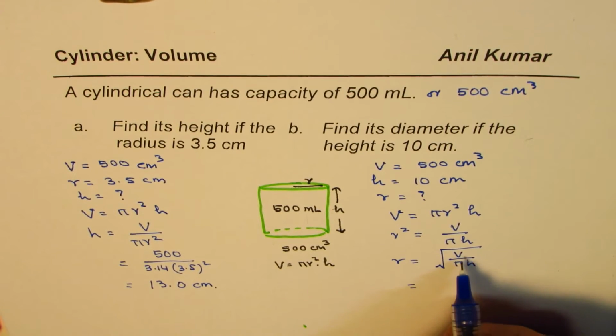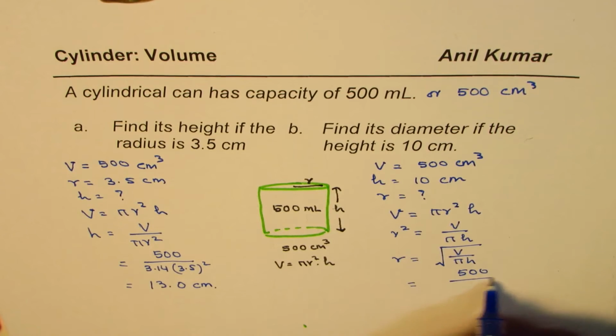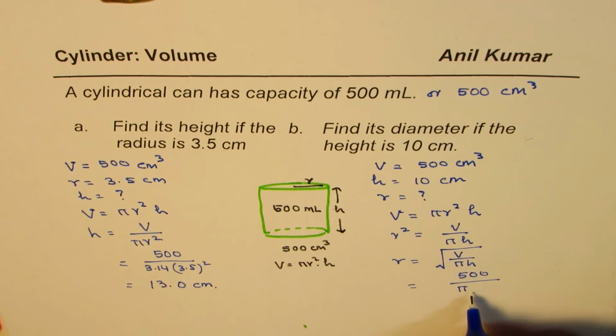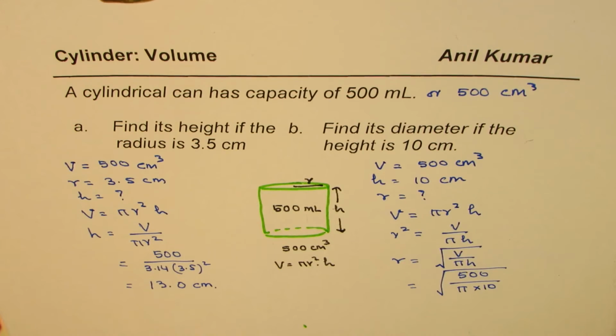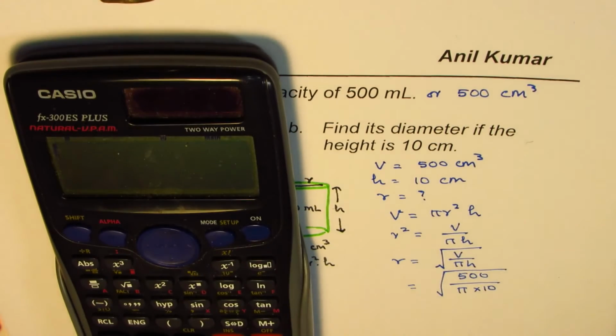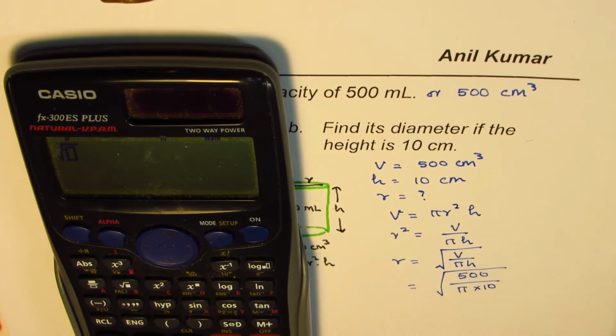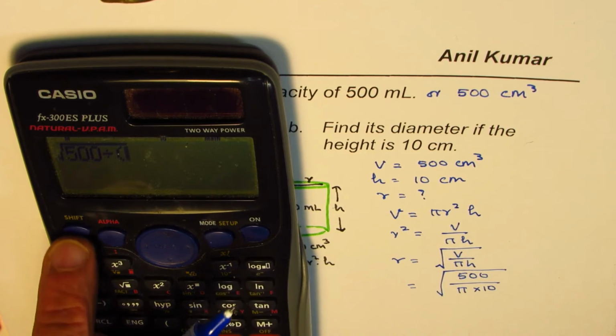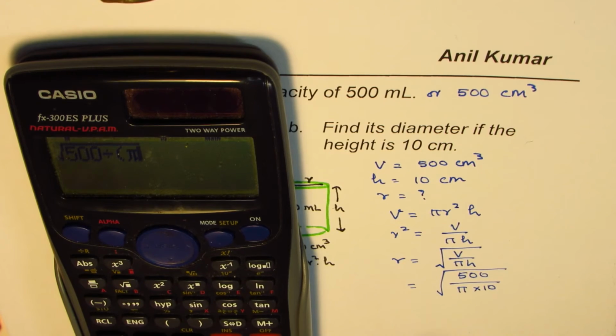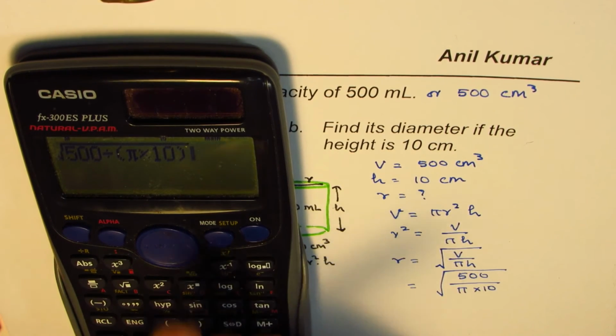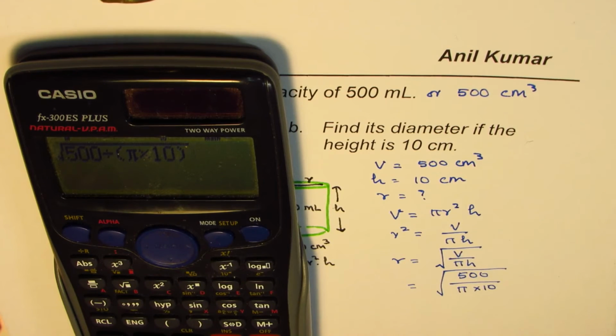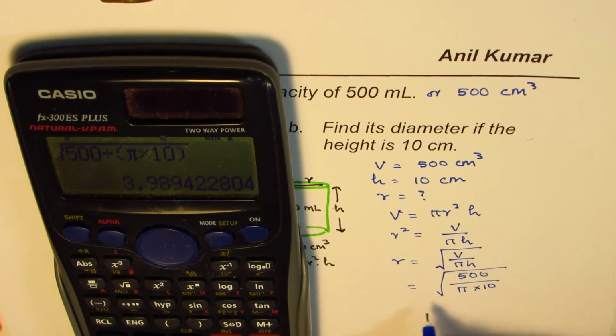So let's substitute the values. Volume is 500 divided by pi. You could write pi as such, or 3.14 depending on your calculator, and the height is 10, so times 10. Is it okay? So let's use the calculator once again. So what we have here is square root, and if you want to use all at one time, you could do 500 divided by, put brackets, then we do have pi times 10, bracket close, right? So we are dividing by both these terms.